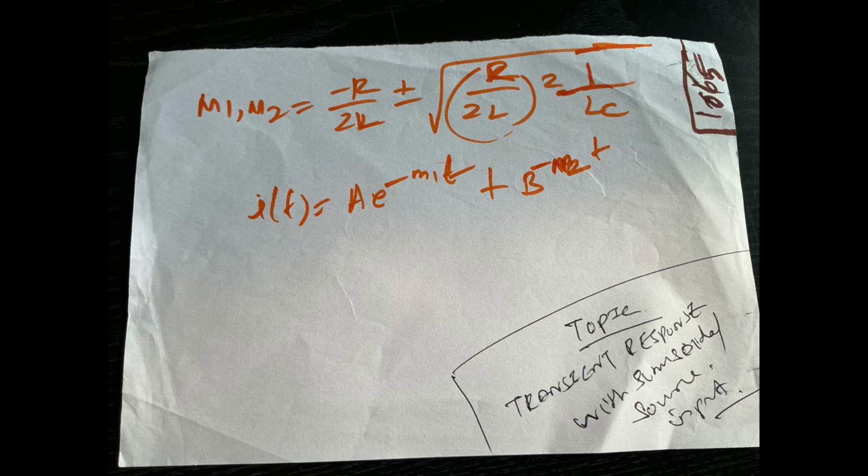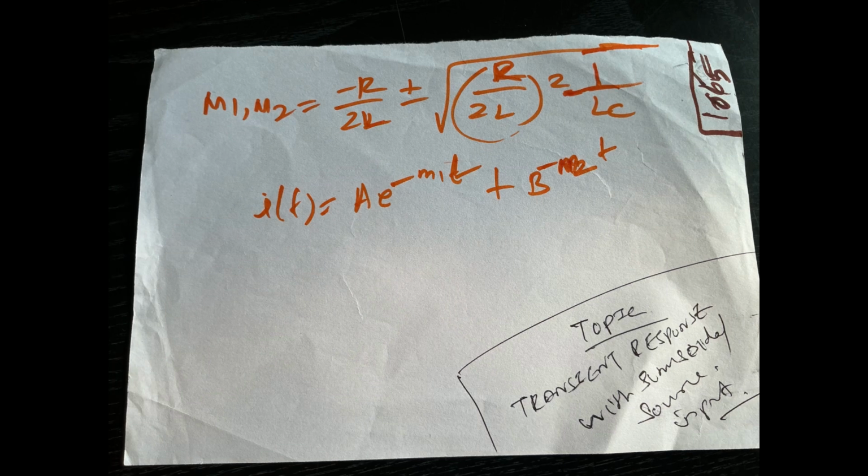The response with sinusoidal input sources is the total response, the transient response plus the steady state response. i(t) is transient response plus steady state response. The transient response is 0.161 e power minus 236.5 t minus 0.771 e power minus 73.5 t, plus the steady state response 0.781 sine(1000 t plus 51.4). That is the answer: the response of the RLC series circuit with sinusoidal input sources.